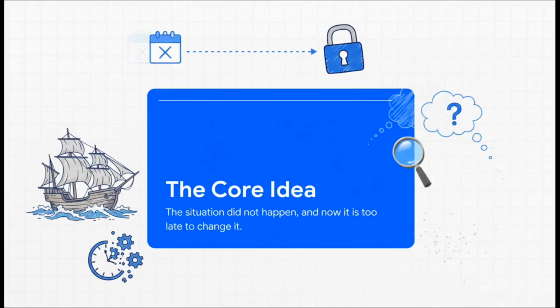So here is the big rule. You got to remember this. We are always talking about an impossible past. The condition is imaginary. The result is imaginary. The ship has sailed. The moment is gone. It is way too late to change anything. That is the number one rule of the third conditional.